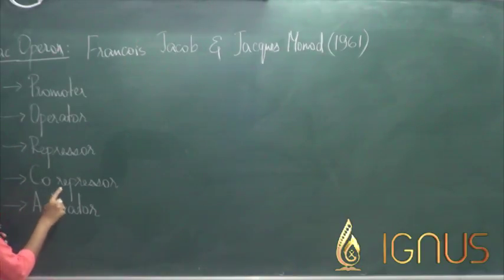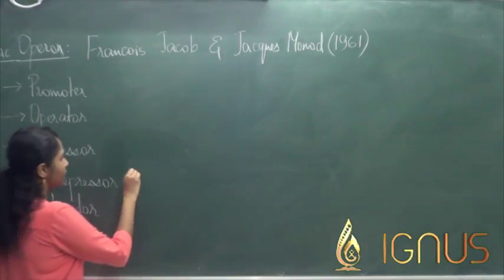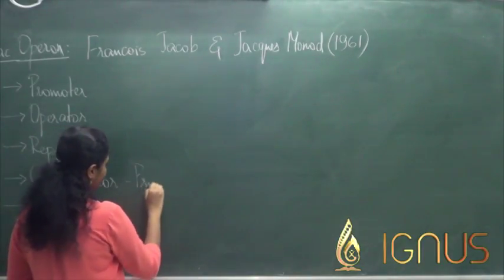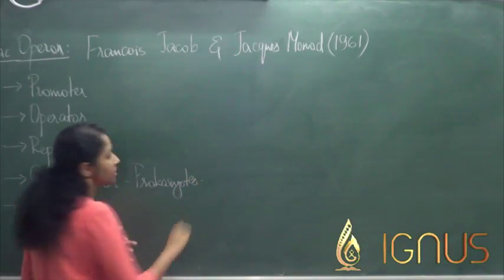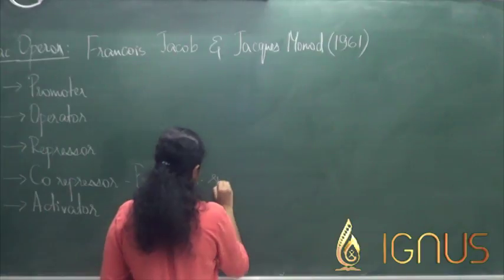Now there are things known as co-repressors. Co-repressors in case of prokaryotes. So if you're thinking of prokaryotes, co-repressors are usually small molecules.